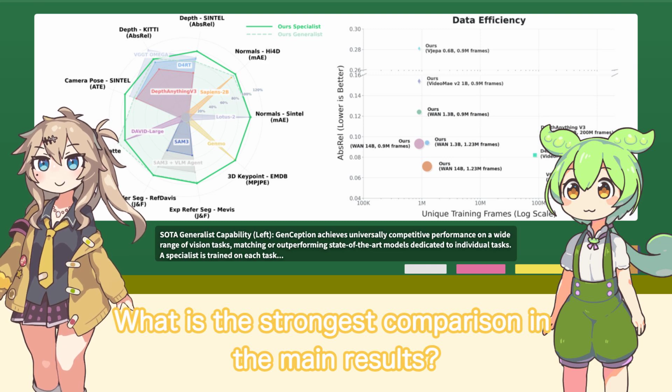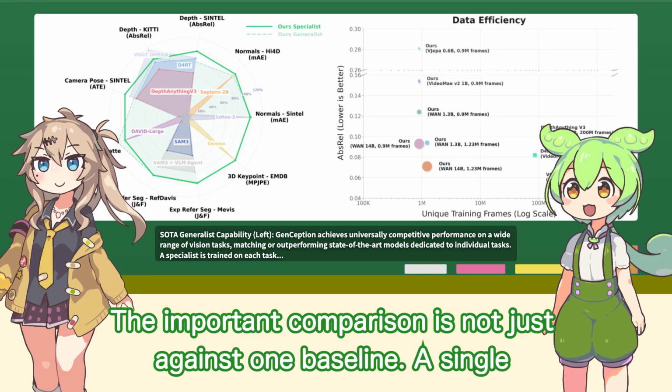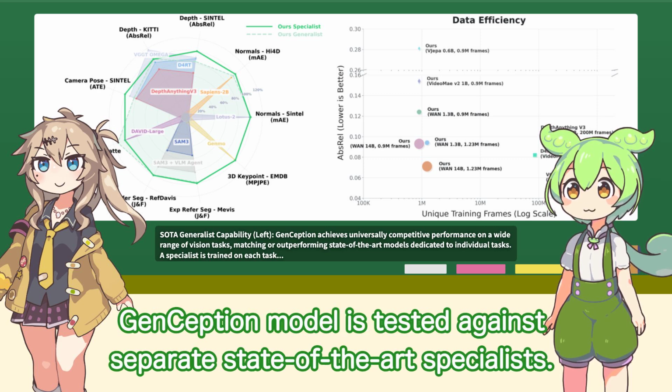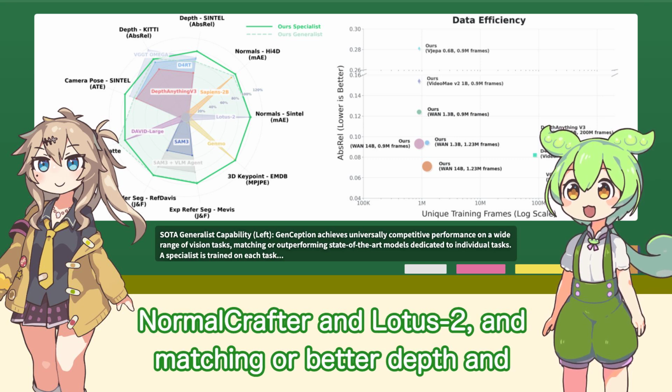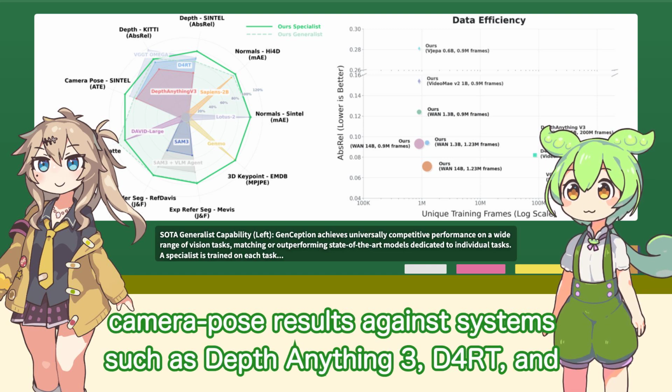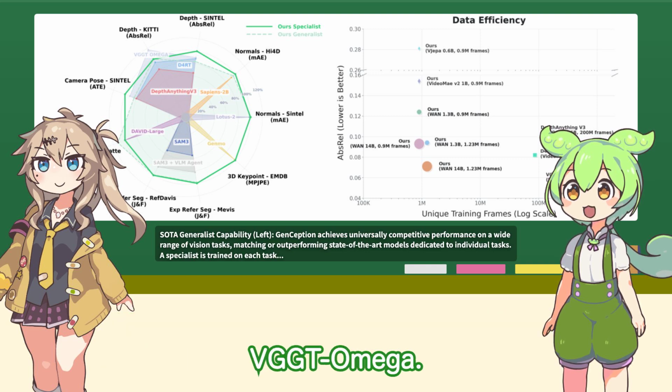What is the strongest comparison in the main results? The important comparison is not just against one baseline. A single GenSection model is tested against separate state-of-the-art specialists. The authors report stronger surface normal estimates than NormalCrafter and Lotus do, and matching or better depth and camera pose results against systems such as Depth Anything 3, D4RT, and VGGT.